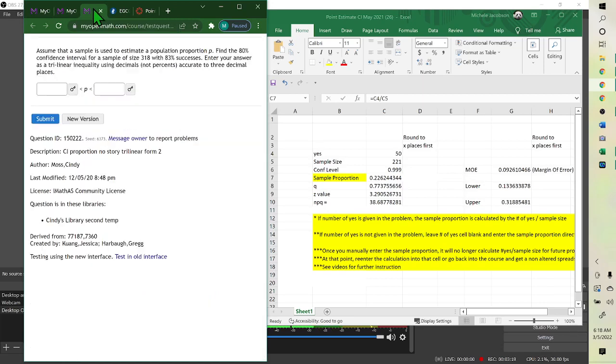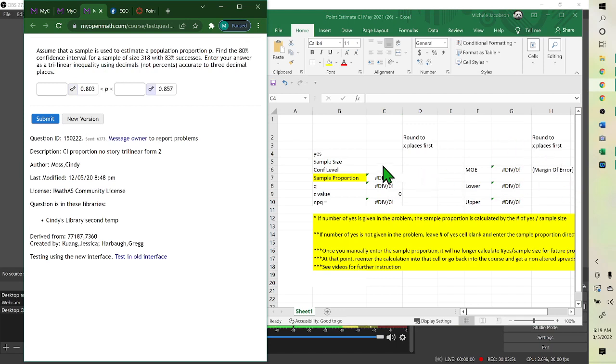Let's try one more. This one, let me go back up and delete my values. Okay. Assume that a sample size is used to estimate a population proportion. Find 80% confidence interval that a sample size of 318 with 83 successes. Enter your answer in a trilinear form.